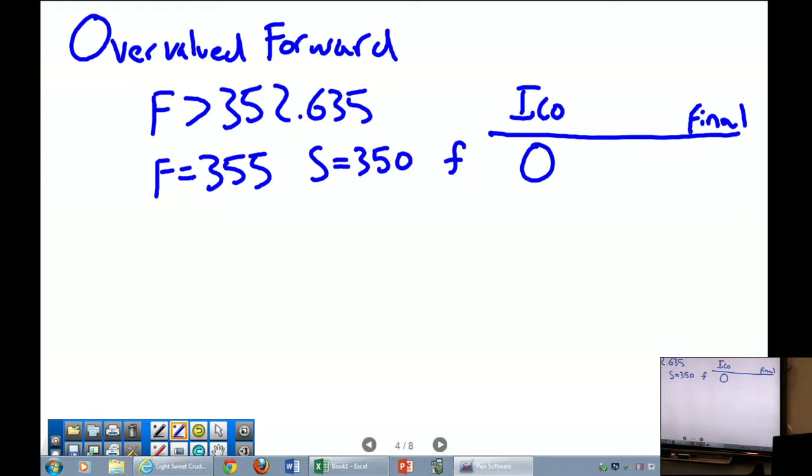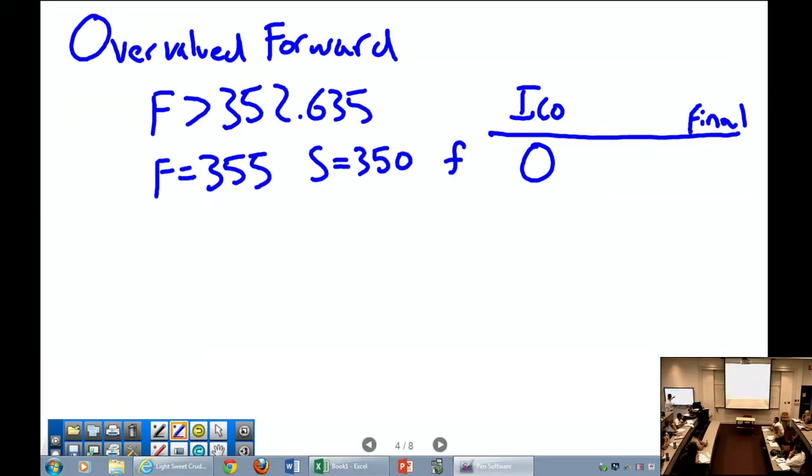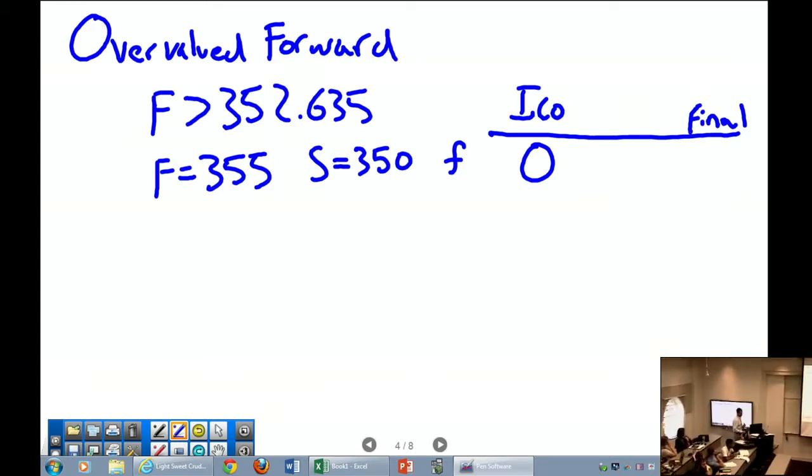I thought you locked in at $3.52. No, this is just an example. The futures price is greater than what it should be. It is $3.55 and the spot price is $3.50. It's higher than what it should be. How do you take advantage of it if it's higher than what it should be?